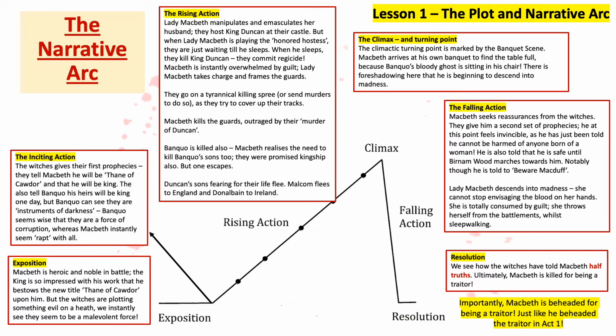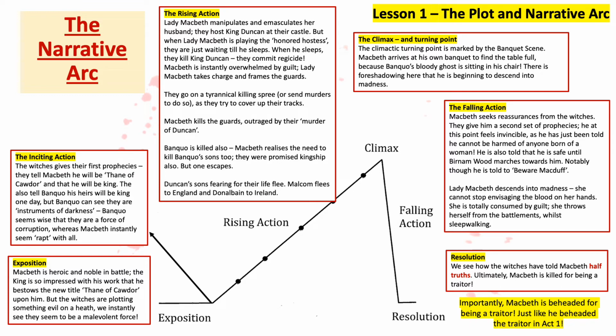Right, okay, so now we're going to look at the narrative arc. So in the exposition, Macbeth is a heroic and noble soldier. He is valiant and brave in the battle, and the king is so impressed with his work that he bestows the new title Thane of Cawdor upon him. But while Macbeth's heroic actions are being described and rewarded in the battle, the audience also learns of some witches in Act 1, Scene 1 who are on a heath, and they seem to be plotting something evil. And there is an instant foreshadowing that they are a malevolent force.